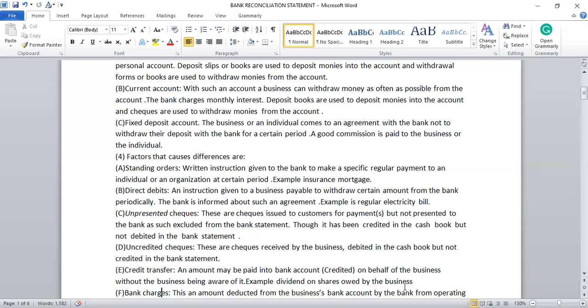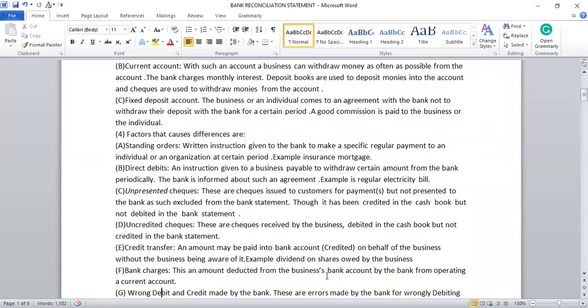Somebody will pay the business and it will be credited in the bank statement. So it's supposed to be debited in the cash book. The business or the accountant may not be aware, so it will not be done. Example is what? The dividend on shares owned by the business. So that is credit what? Transfer. F, bank charges. This is an amount deducted from the business bank account by the bank for operating what?